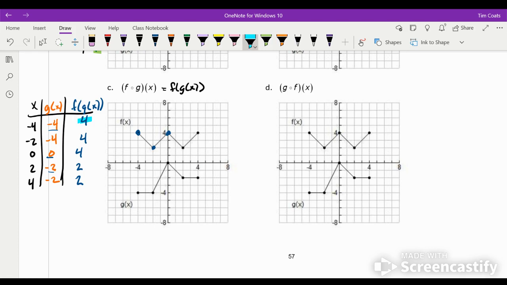And again, we're going to use the original x and this final f of g of x as our y values. So we have points at -4, 4, -2, 4, 0, 4, 2, 2, and 4, 2. And so that there is our new graph, f of g of x. So I hope this helped. Try those other couple and then check the answers that I left for you.